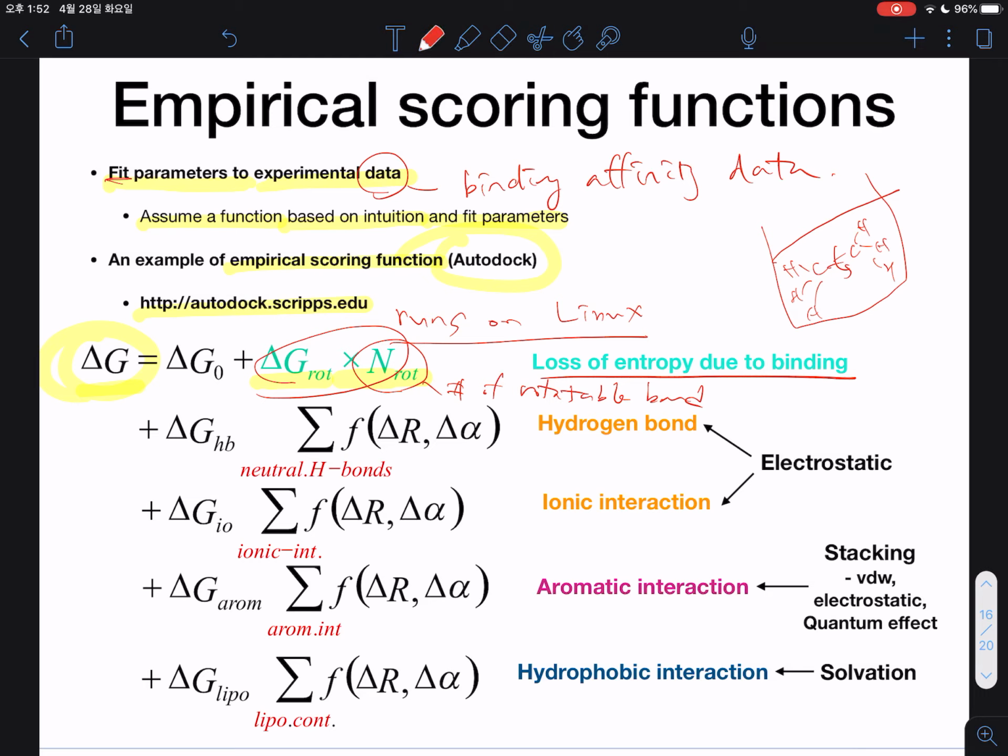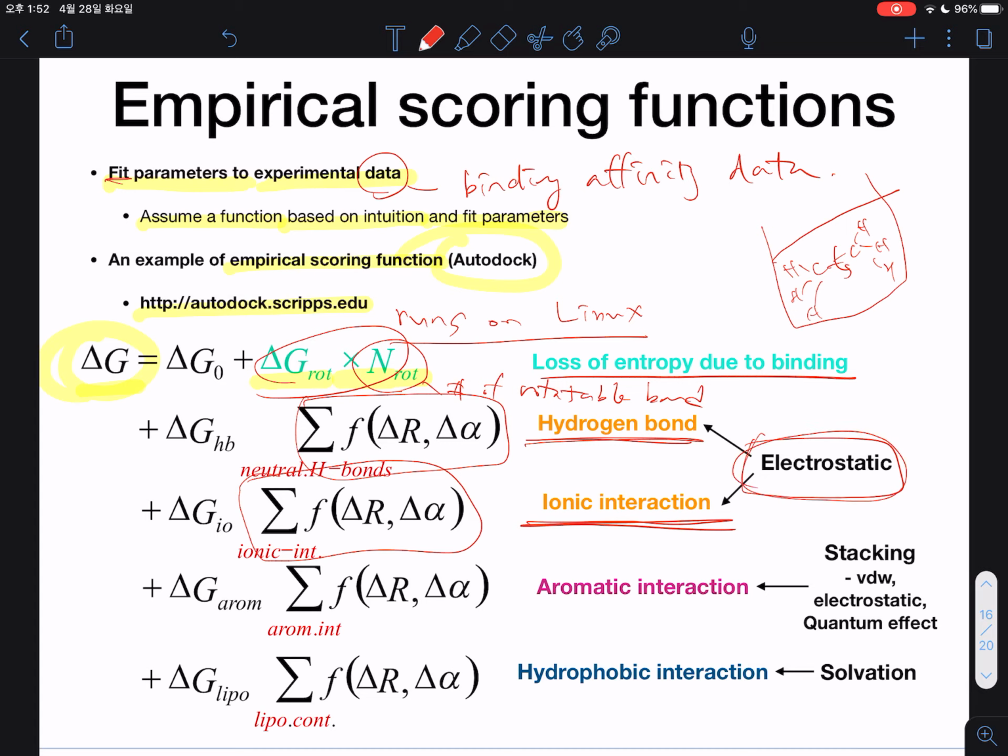The second term is about the hydrogen bond, and the third term is the ionic interaction. This term takes into account the hydrogen bond based on the experimental data, and this term generally approximates ionic interactions between atoms. These two interactions can be thought of as electrostatic interactions.